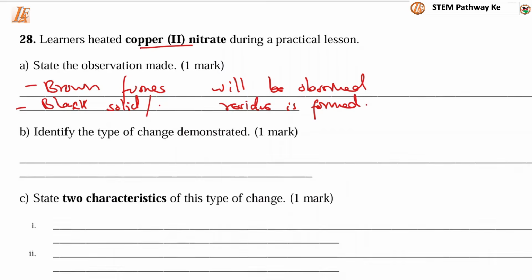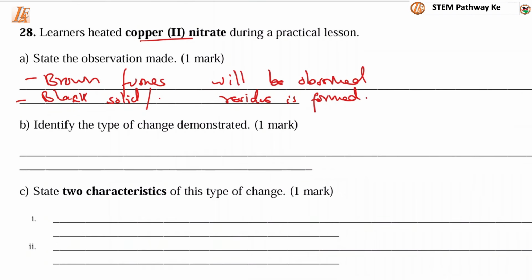The brown fumes which are formed are nitrogen 4 oxide, which is written as a formula like that. This one is brown in color. Brown, that is nitrogen 4 oxide. Then the black solid is copper 2 oxide, which is written as a formula like that. Copper 2 oxide is black in color.